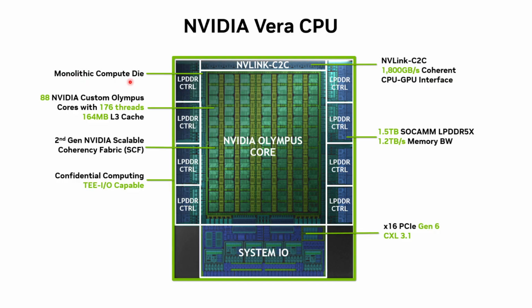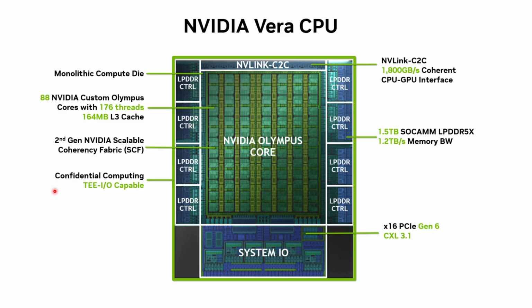Also, it says monolithic compute die. In the previous case we talked about Rubin GPU, which is actually dual die, let's say composite. Also 88 NVIDIA custom Olympus cores with 176 threads. We explained that in previous videos. This is the amount of L3 cache, 164 megabytes. And it says here second generation NVIDIA scalable coherency fabric. Okay, we will see in the documentation what it means.